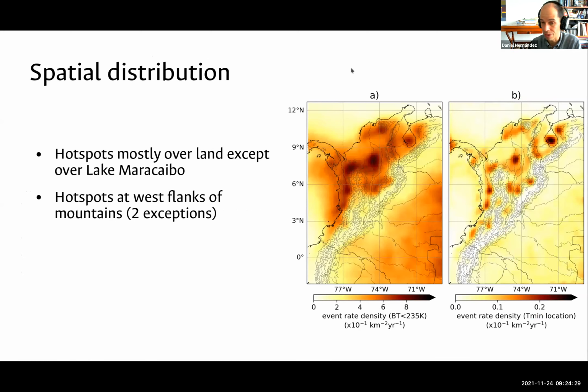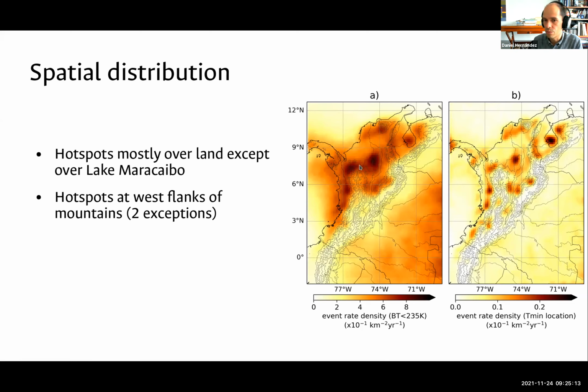The spatial distribution. Once we have identified that many events, we can do a lot of things with that. The first thing is to look at where these events occur mostly. We can look at it in 2 ways. The left panel here is looking at the area of cold cloud top temperature, below 235 Kelvin. That reflects the entire area that the convective system influences, not just the peak of it. And then we can look at the minimum cloud top temperature for each convective system, and that pinpoints the point where it's most active or most intense.